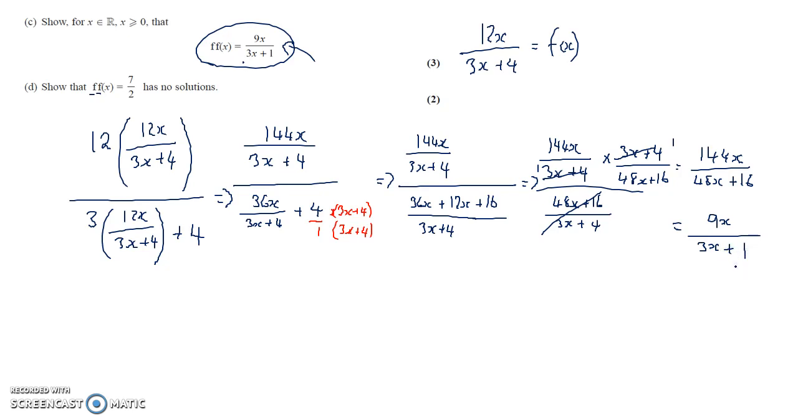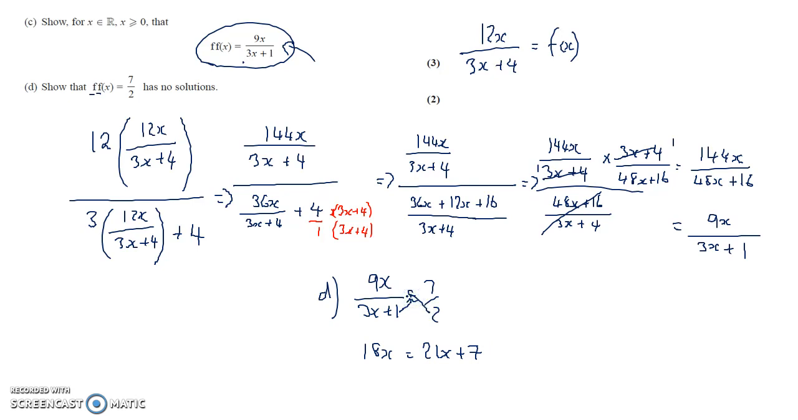Okay. Now we've got to show that this function, if you set it equal to 7 over 2, has no solutions. So for part D, just set your answer. I think it's only a 1 mark question. I can't remember off the top of my head. Set your new function, 9x over 3x plus 1, equal to 7 over 2. Cross multiply, so 18x equals 21x plus 7, if I multiply that denominator that way and 2 that way.